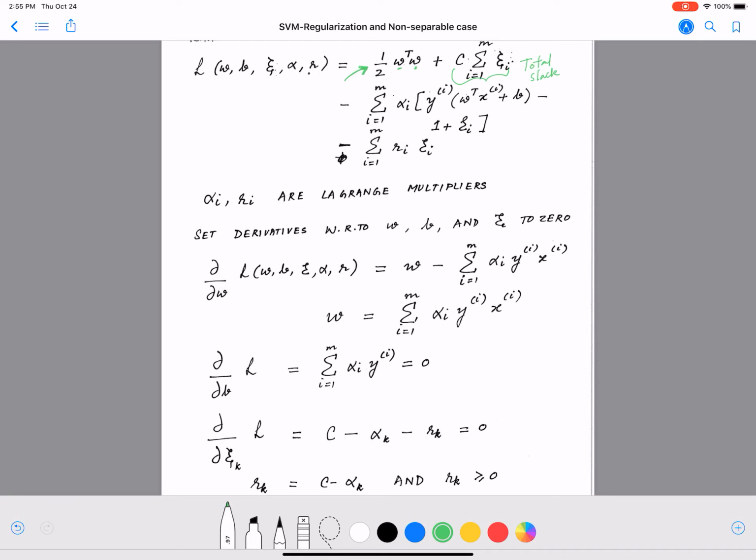And then we also have our original inequality constraint, alpha I, and instead of the original margin, we have our new margin, which is 1 minus psi I. And then we have the inequality constraint of the slack being greater than or equal to 0. So this is the inequality constraint for the slack.